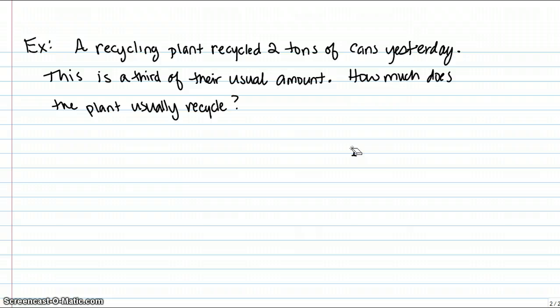Alright, one last example just to make sure. Alright, this one says, a recycling plant recycled 2 tons of cans yesterday. This is a third of their usual amount. How much does the plant usually recycle? Well, we first want to find out what it is we're trying to find. We're trying to find how much does the plant usually recycle. So let's let X be the amount usually recycled.